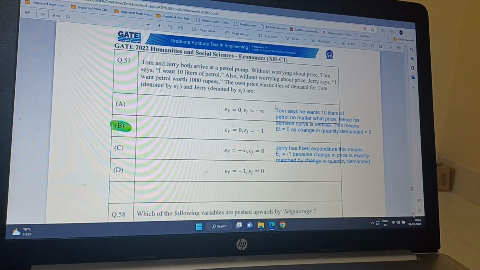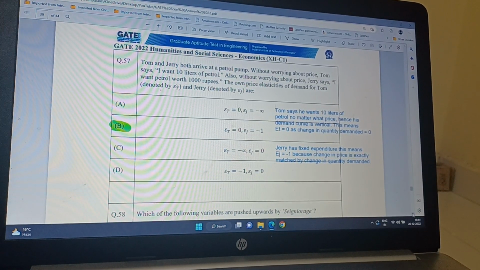Now the next question is: Tom and Jerry both arrive at a petrol pump. Without worrying about price, Tom says, I want 10 liters of petrol. Also, without worrying about price, Jerry says, I want petrol worth rupees 1000. The own price elasticity of demand for Tom and Jerry are.